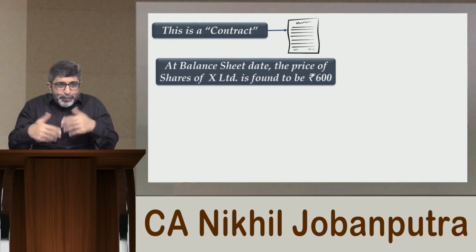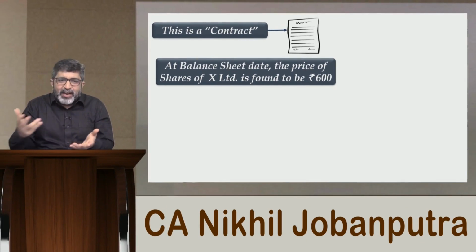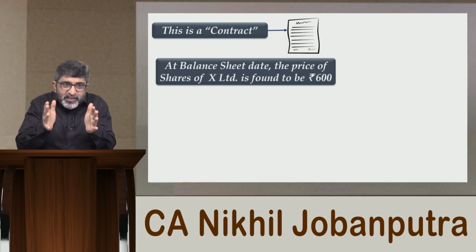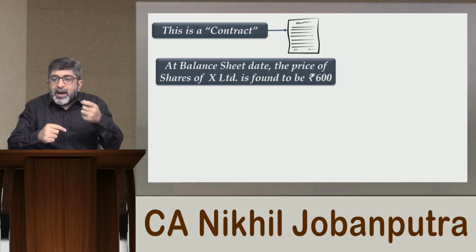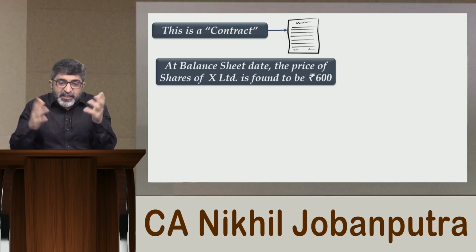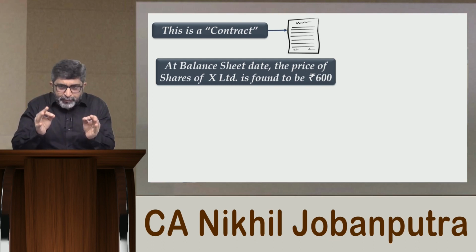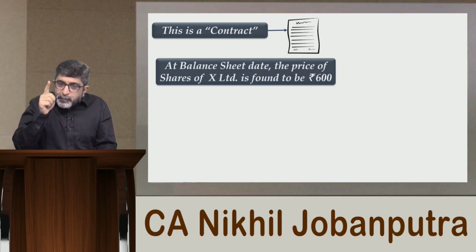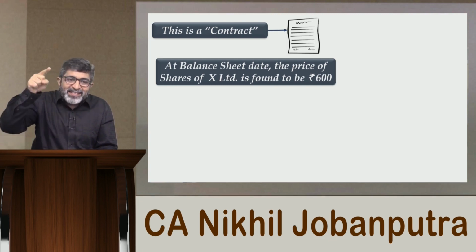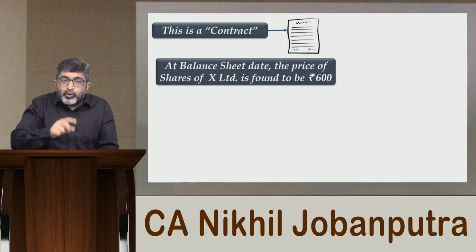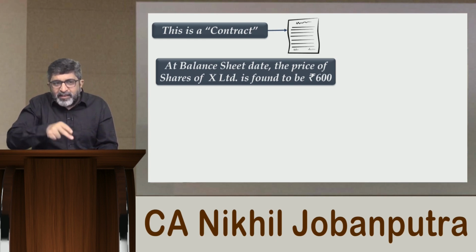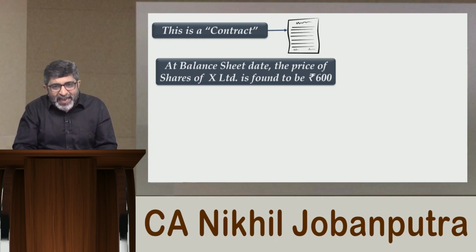Can you compute how much will be the gain to A and loss to B? So the idea is 560 is the contracted price. Prevailing market price is how much? Prevailing market price is 600 per share. Per share there is a difference of rupees 40. With that difference of 40, A is at an advantage. So A will consider this as a financial asset, B will consider this as a financial liability.